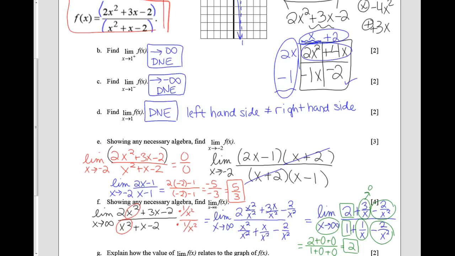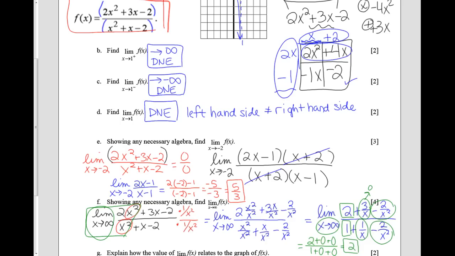Remember, I could tell this just by starting at the beginning of the problem. If I looked at this and I say, as x is approaching infinity, what's really going to matter is the big stuff. If I just look at the big stuff and reduce, I'm going to get 2. So I should know that my limit is going to be 2 before I even start the problem, but I have to show the necessary algebra to back it up, which is what I did with that multiplying by 1 over x squared.